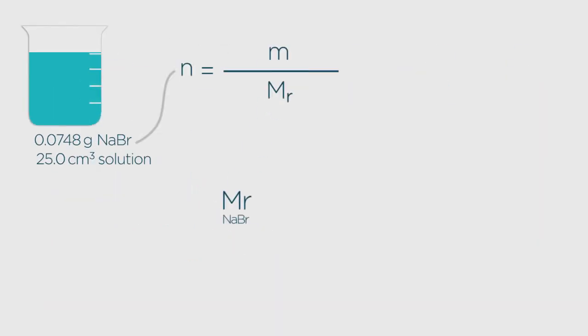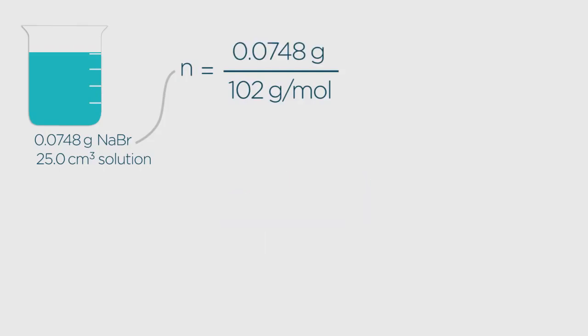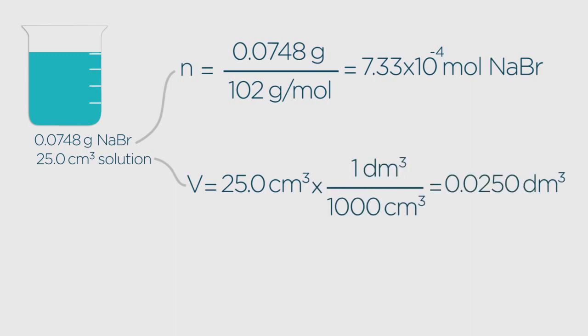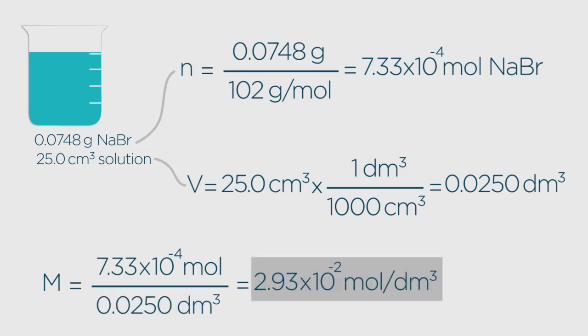So, molar mass of sodium bromide is 23 plus 79 equals 102 grams per mole. 0.0748 divided by 102 equals 7.33 times 10 to the minus 4 moles. 25 divided by 1000 equals 0.025 decimeters cubed. Finally, 7.33 times 10 to the minus 4 divided by 0.0250 equals 2.93 times 10 to the minus 2 moles per decimeter cubed. Very well done if you got that one right.